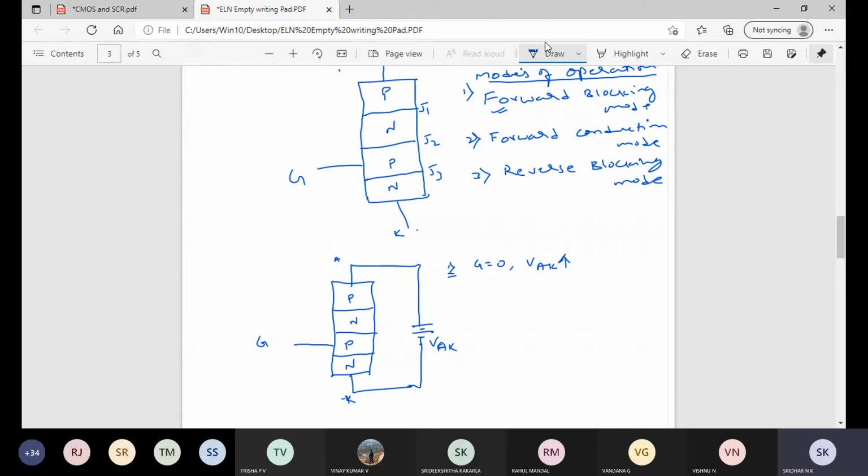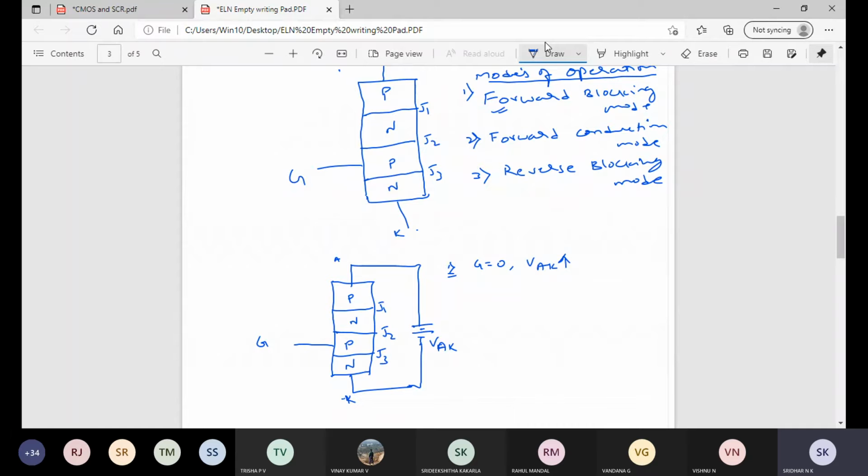So you have junction J1, J2 and J3. So junction J1 is forward biased. Correct? Agree? Because if I want to look at junction J1, whether it is forward biased or reverse biased, just neglect these two PN regions. Where will this connection be connected? It will be connected to here. So if it is connected here, what will junction J1 be? It is forward biased, right?